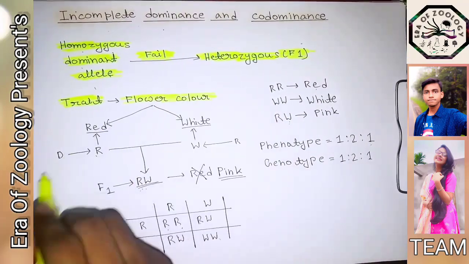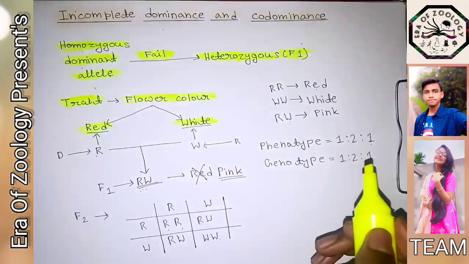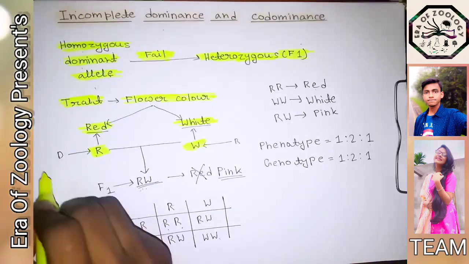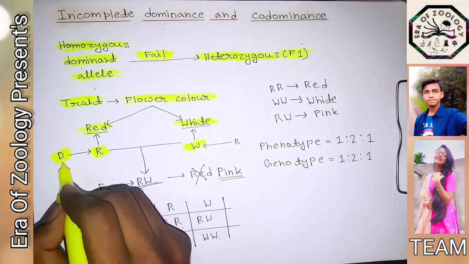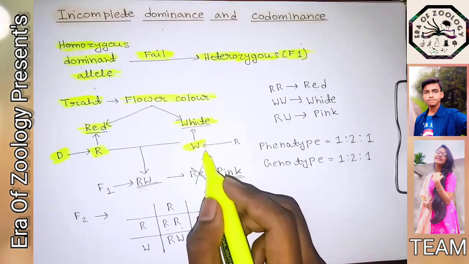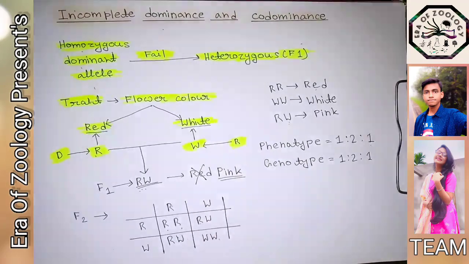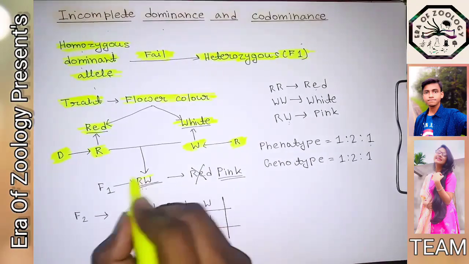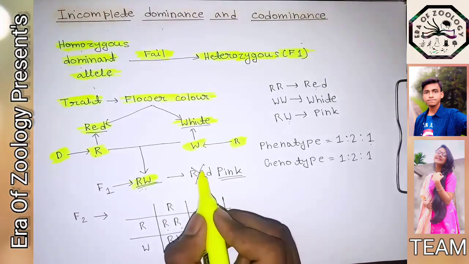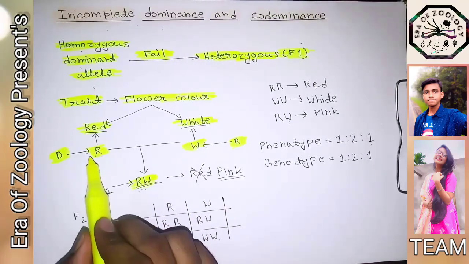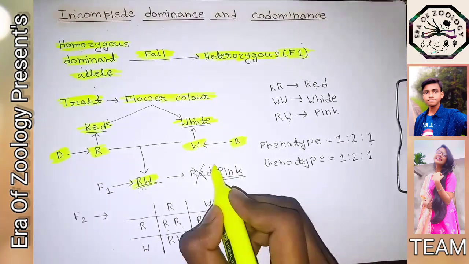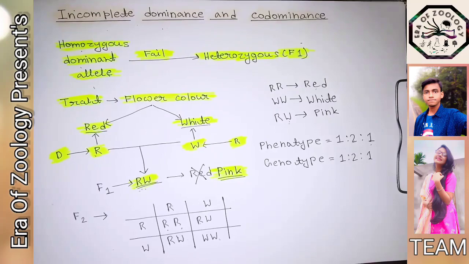So we take the trait of flower color, one is red and another is white, and the R allele is responsible for the red color, and the W allele is responsible for the white color. The red allele R is the dominant allele, and W, responsible for the white color, is recessive. We did a cross between them, and we get RW in the F1 heterozygous. According to Mendel, this should be red, but due to incomplete dominance, the homozygous dominant allele failed to express in the F1 heterozygous, and due to this the color becomes pink.